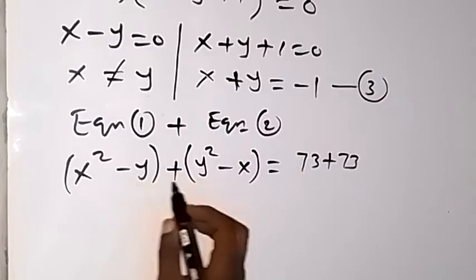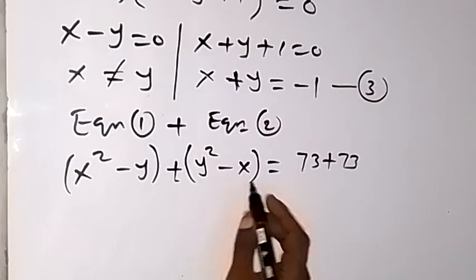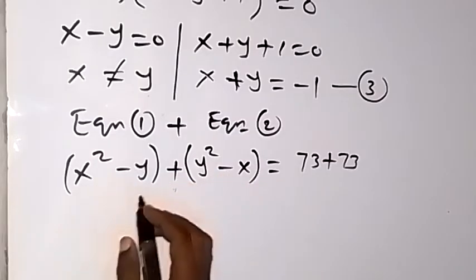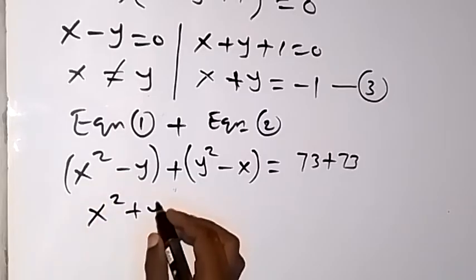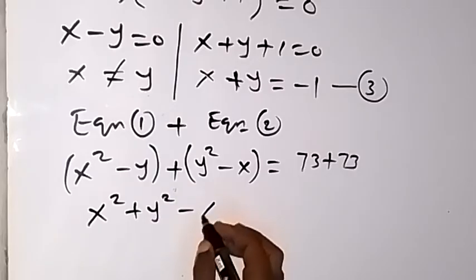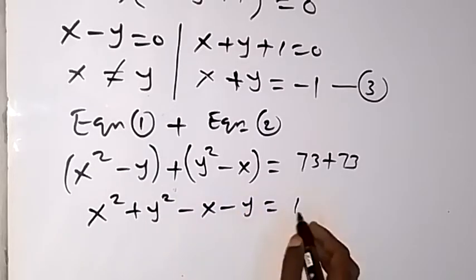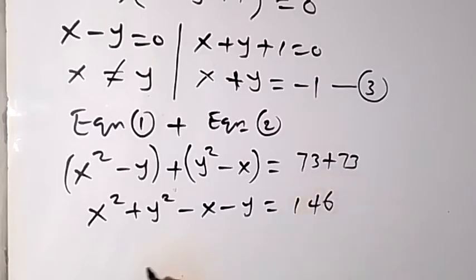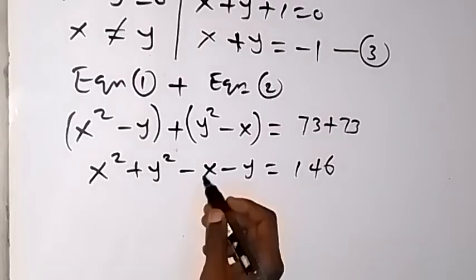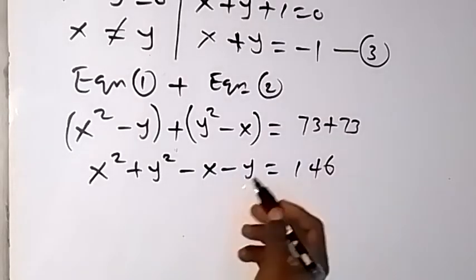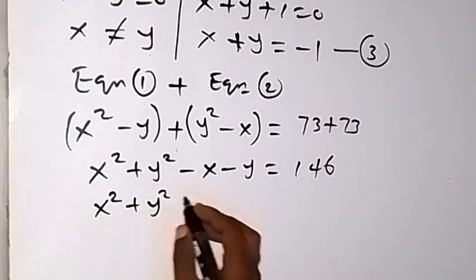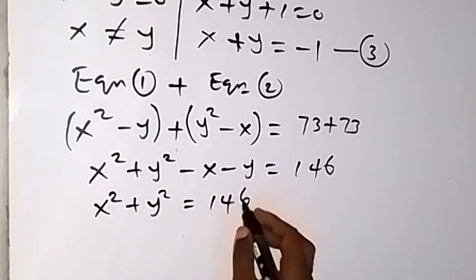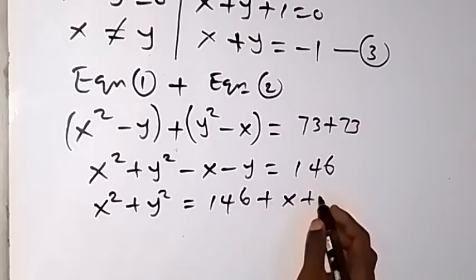Then here, since it's addition, it won't affect the bracket. We can just bring the powers of 2 together. We have x squared here plus y squared. Then we have minus x minus y, which is equal to 146 when we add this side together. Then from there we can take minus x to that side and it becomes plus. Also minus y becomes plus. So we now have x squared plus y squared equals 146 plus x plus y.